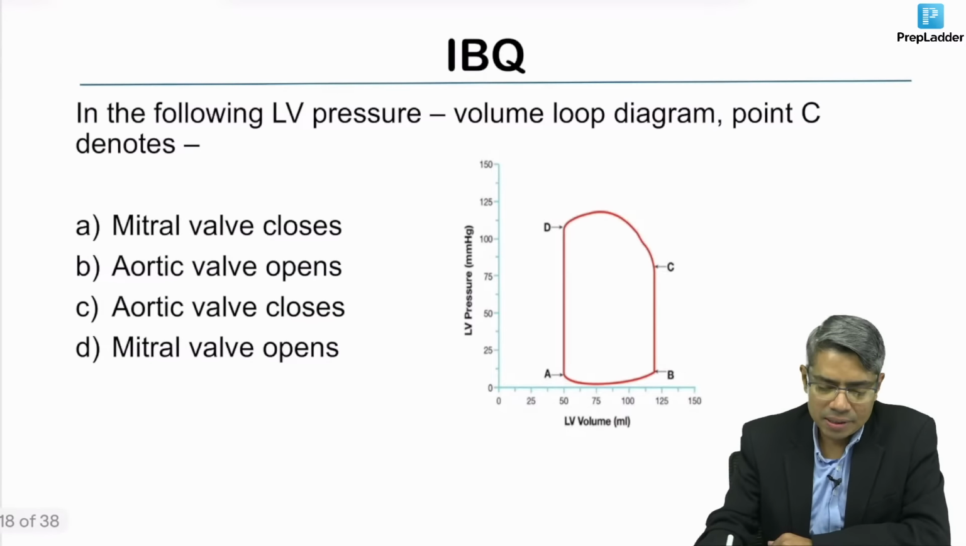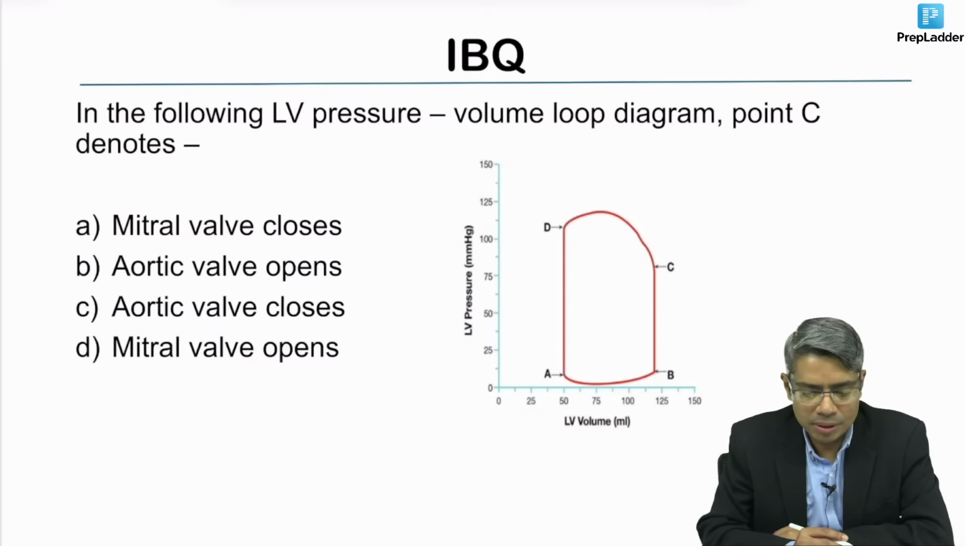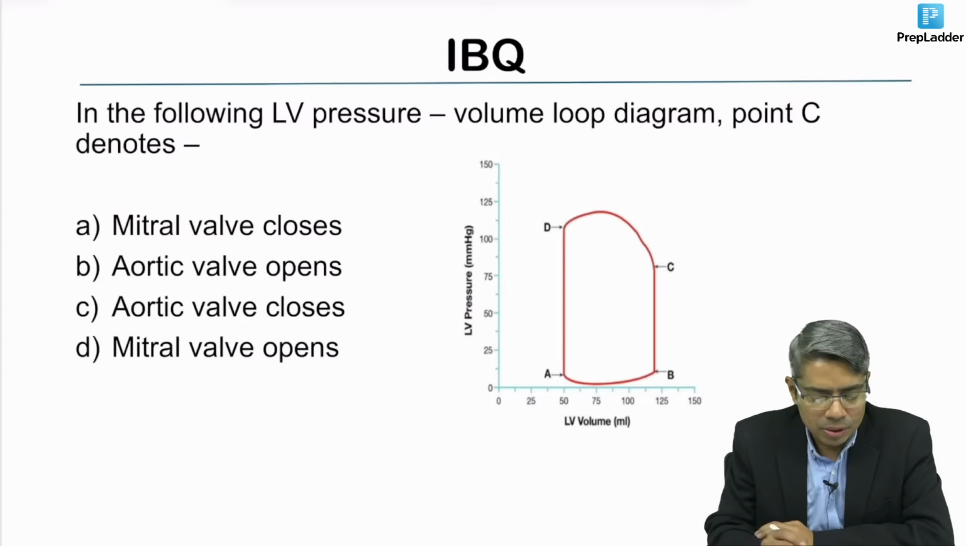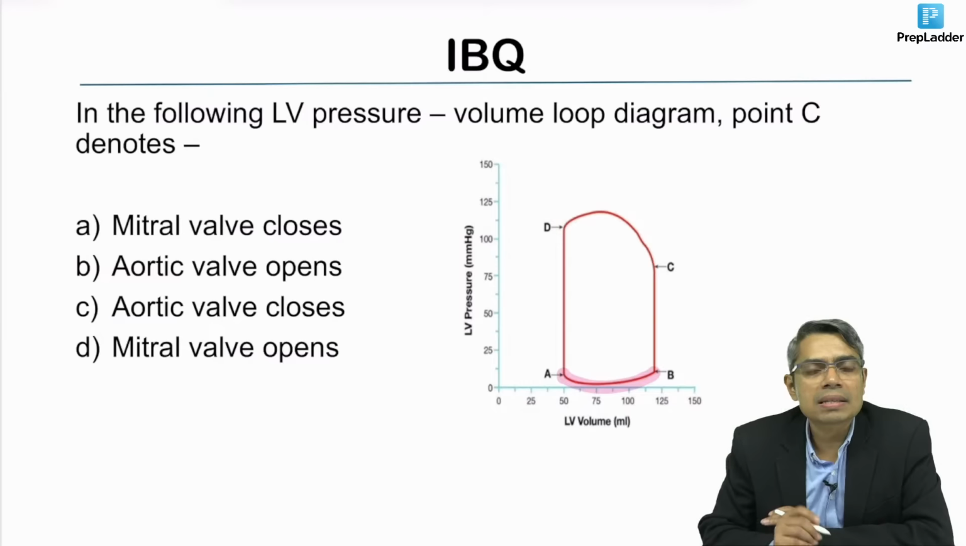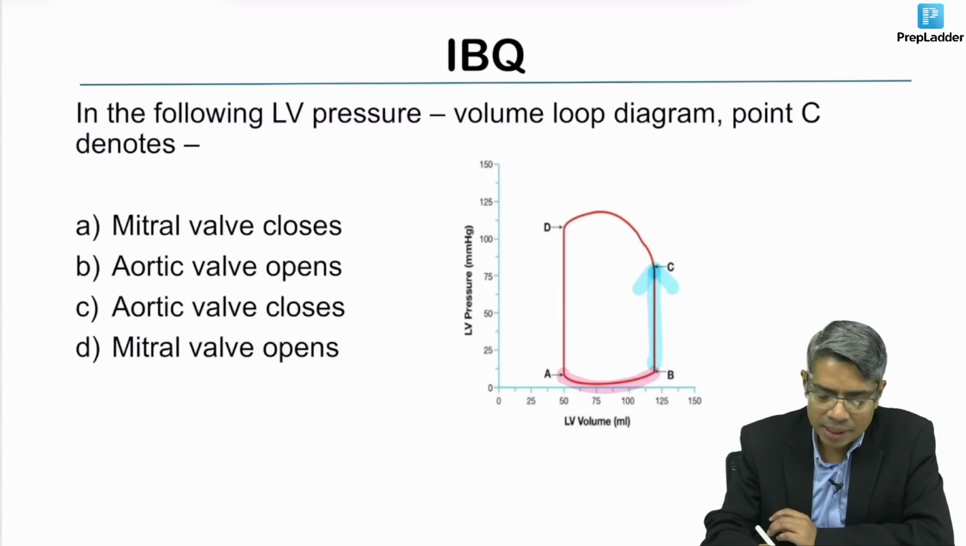Okay. Now, the next thing is one of the MCQs directly taken from your FMGE exam. So, we have already discussed this part. Okay. So, in the following left ventricular pressure volume loop diagram, point C. Here you have to remember that A to B is the filling phase of the ventricle, B to C is the isovolumic contraction phase of the ventricle, then C to D is the ejection phase of the ventricle, and D to A is the isovolumic relaxation.